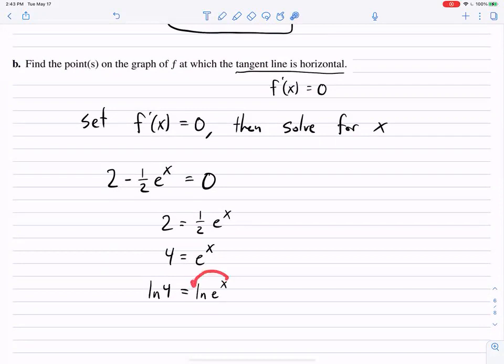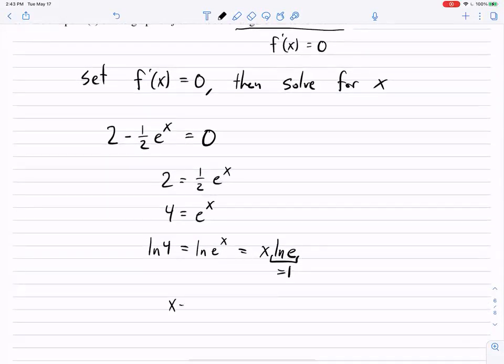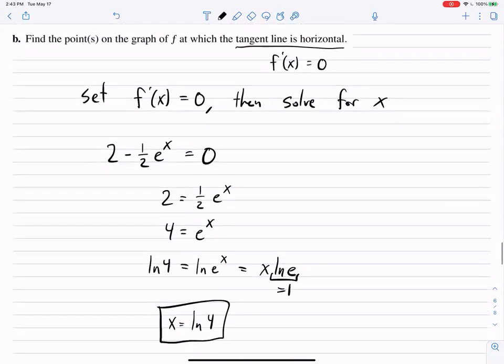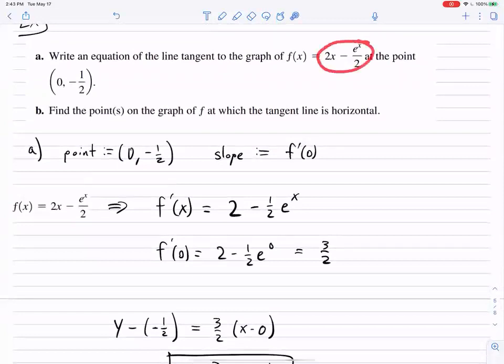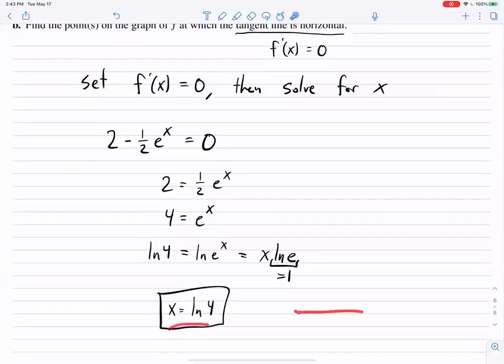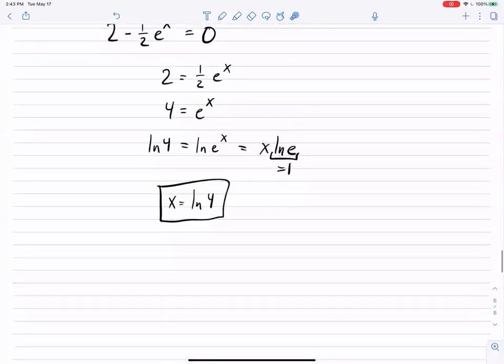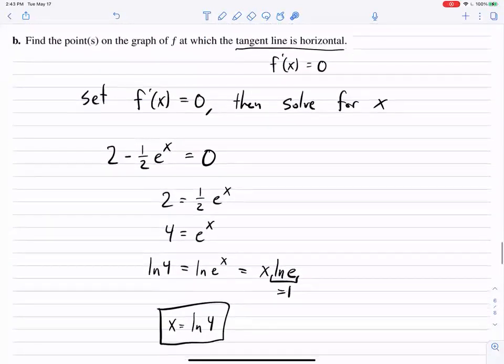and then the x comes down, x ln of e, but this is equal to 1, right? Natural log of e is just 1, and so x is equal to ln of 4. That is the x value where our tangent will be horizontal. So if you look at the graph of this function, 2x minus e to the x over 2, at the x value, x equals ln of 4, it will have a flat horizontal tangent line. And yeah, that's a pretty standard problem that you'll work on.